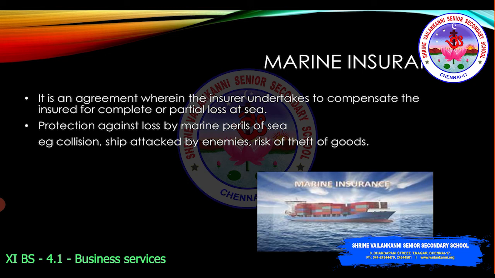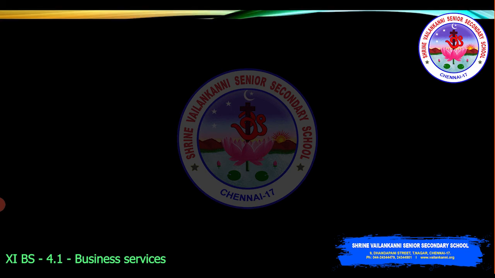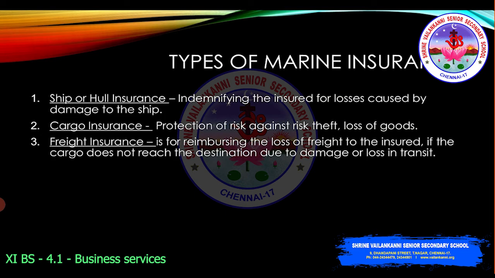So it is an agreement wherein the insurer undertakes to compensate the insured for complete or partial loss at sea. Protection against loss by marine perils of sea, that is collision, ship attacked by enemies, risk of theft of goods. Then types of marine insurance. Number 1, ship or hull insurance, indemnifying the insured for loss caused by damage to the ship. That is called hull insurance. Hull means the ship. So any damage caused to the ship, the compensation will be provided by this type of insurance.